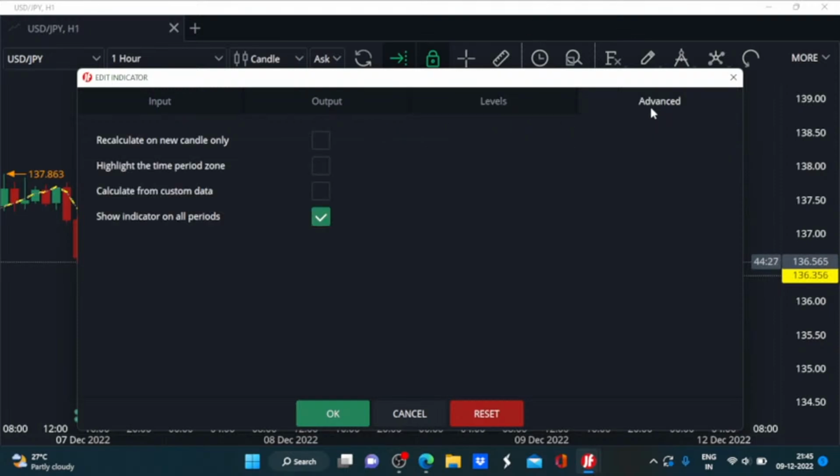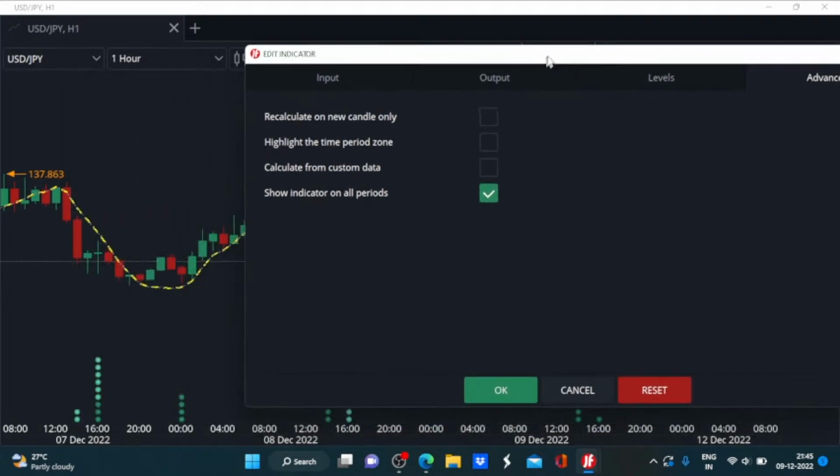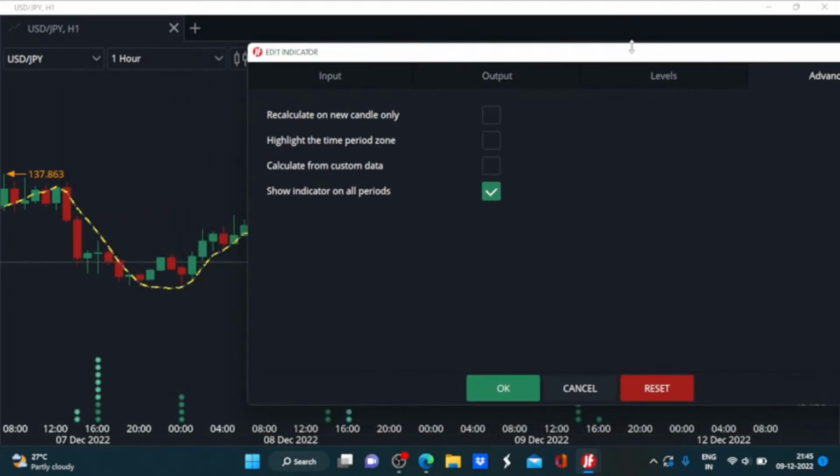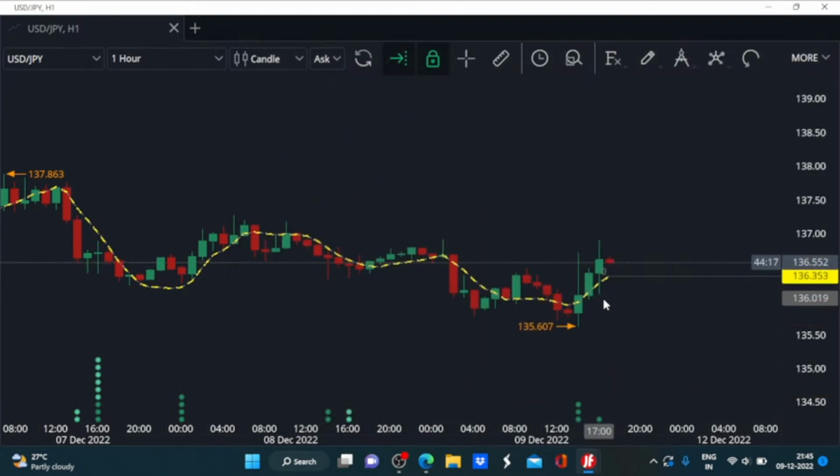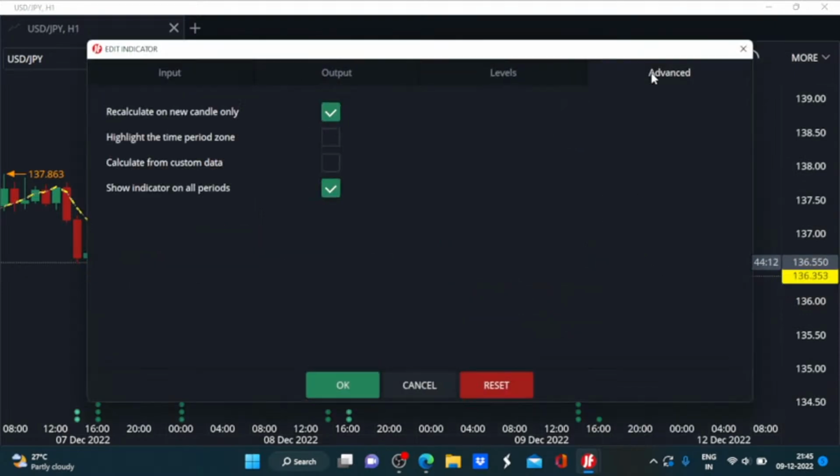Coming to the advanced calculation, if we have to work with this indicator in a stable manner, then in this case, if you opt for this option, the output is going to remain fixed throughout the current candle period, and that's why that option becomes useful, particularly in indicators where the current applied price fluctuation can lead to large variation in the output of the indicator as well. Highlight the time period zone. Whatever is your calculation period can also be highlighted, and it makes it easier for you to keep in mind what is the calculation period you're using.